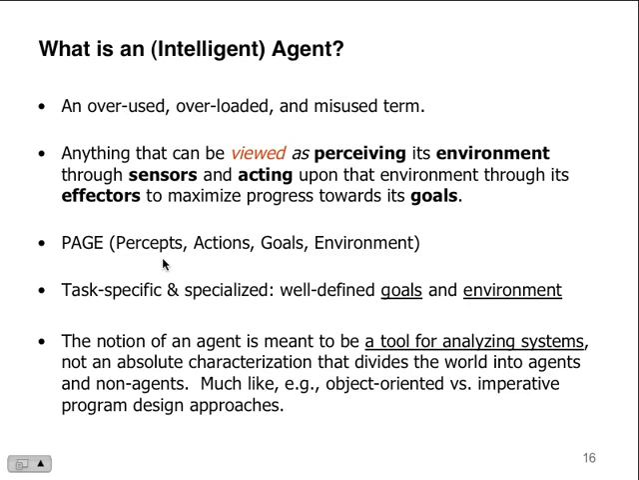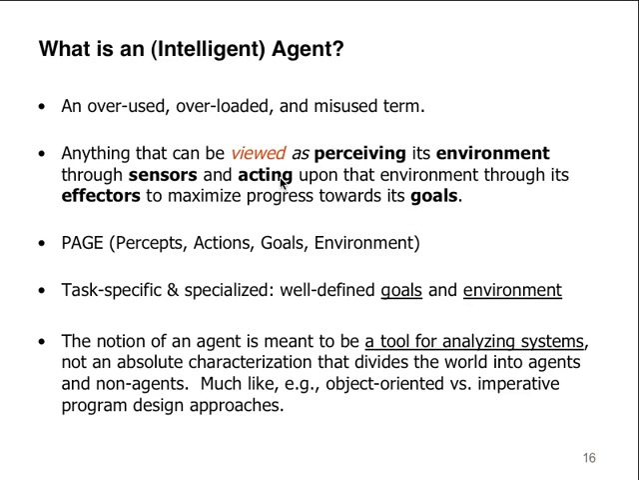And in PAGE, the P stands for percepts, which are the inputs, and the actions are the outputs. The goal is why we're doing this. It's because we want to solve this problem. It's usually the problem. And the environment is, what are the factors we have to consider? And there's a way of mapping out the environment, the goals, the actions, and the percepts, actually. And this formulates the solution that you're going to come up with.